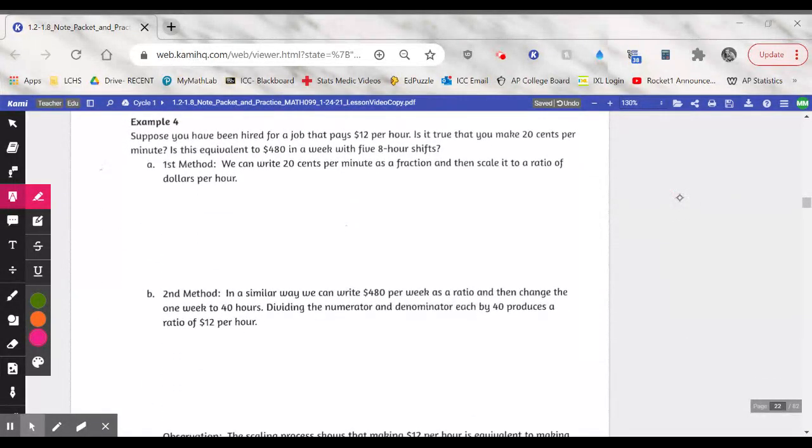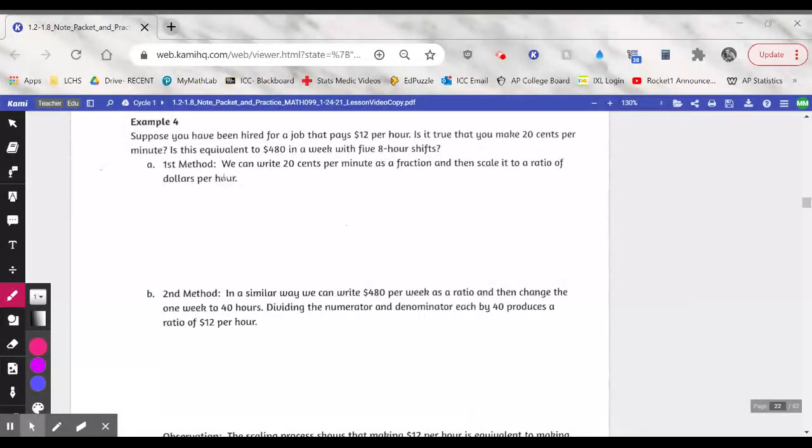Okay, for number 4, it says, suppose you have been hired for a job that pays $12 per hour. Is it true that you make 20 cents per minute? And is this equivalent to $480 in a week with 5 8-hour shifts? So we can do this in a few different ways, and they guide us through this.